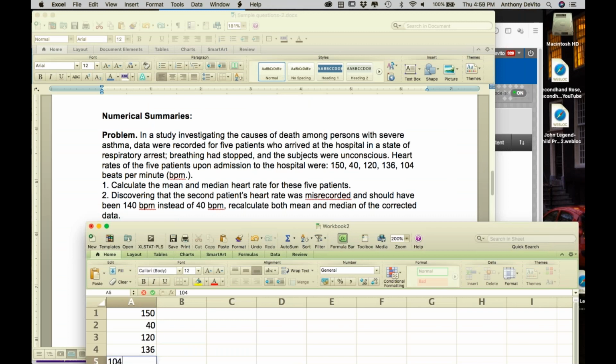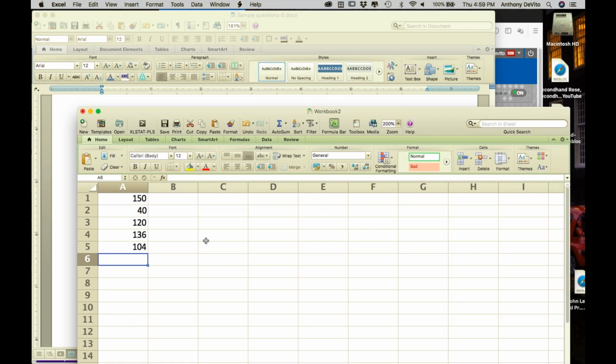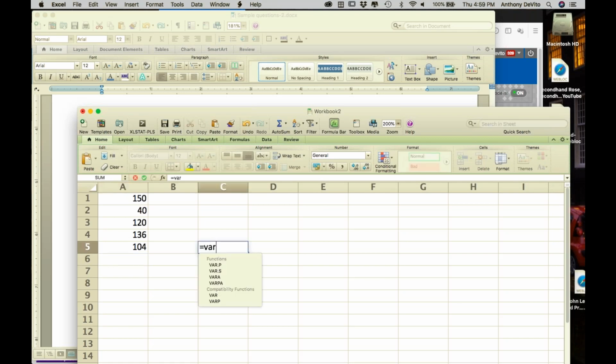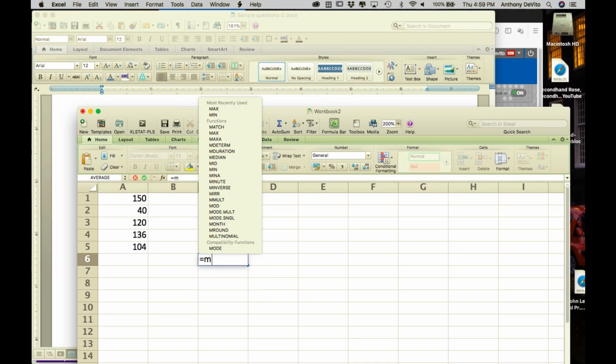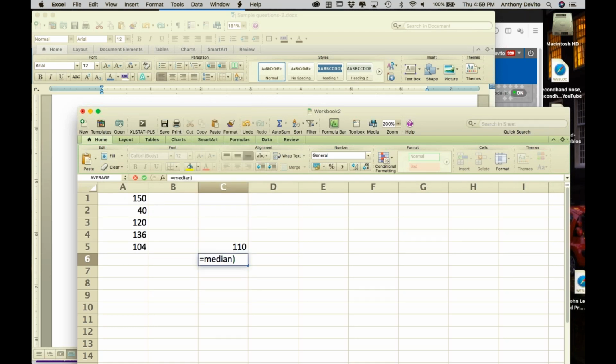Okay, so I'm going to use Excel. I'm going to use the functions for average for the mean, the average of those values, and the median. Okay, this is our mean. This is our median. Okay, let's change that 40 to 140.